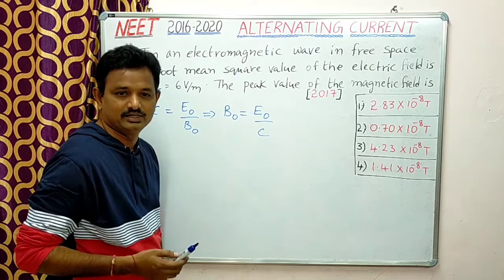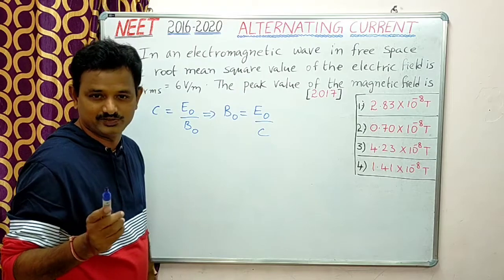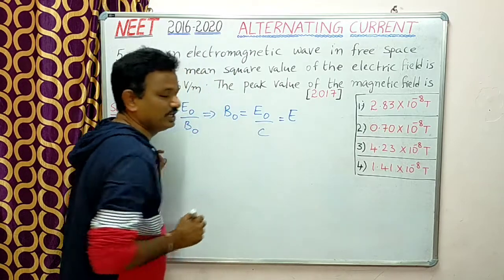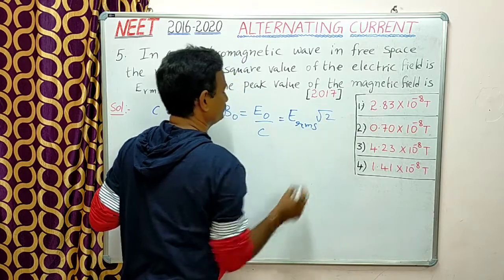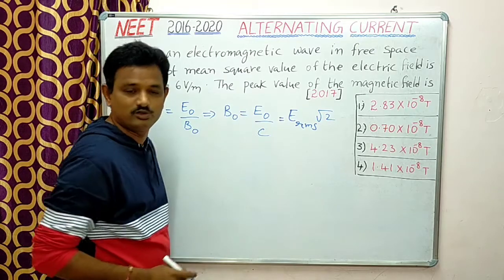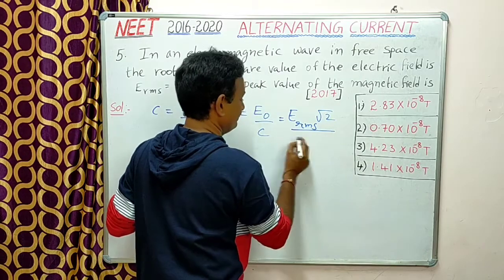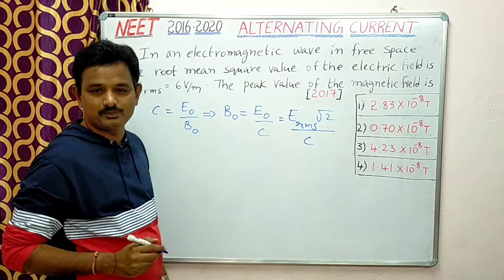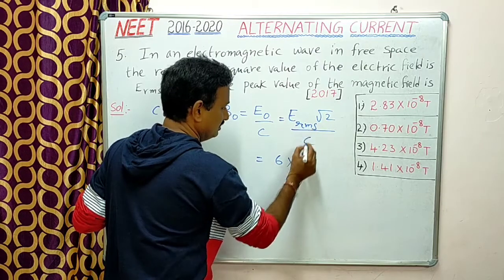So I can write the root mean square value of the electric field with this peak value of the electric field. Look at here. What I will write? Instead of E naught, I will write E_RMS into root 2. See, you know that E_RMS equal to E naught by root 2. From that, E naught is equal to E_RMS root 2. So E_RMS root 2 by C. Okay. So E_RMS means here 6 volt per meter. So that is equal to 6 into root 2.